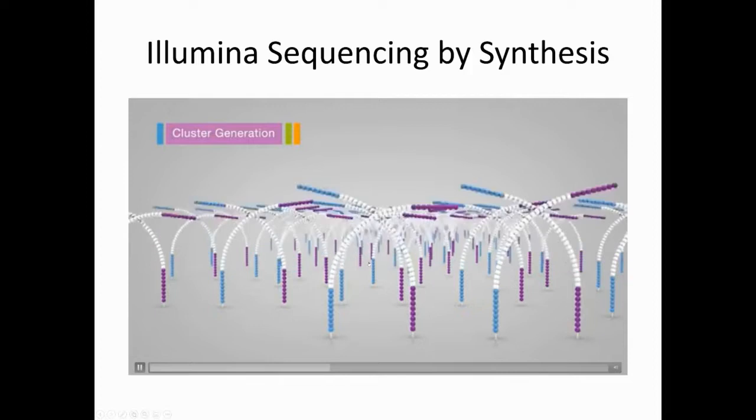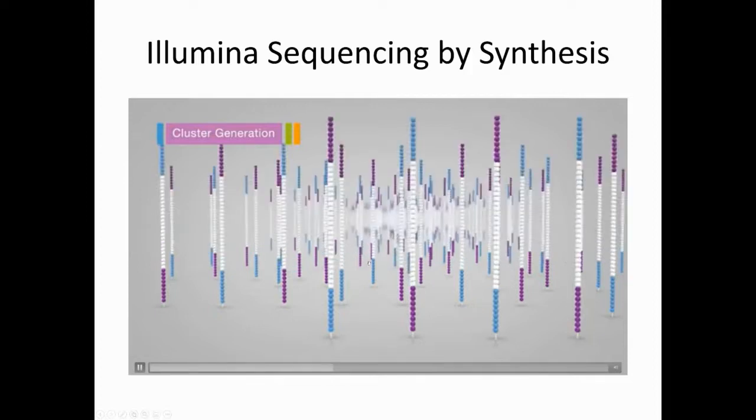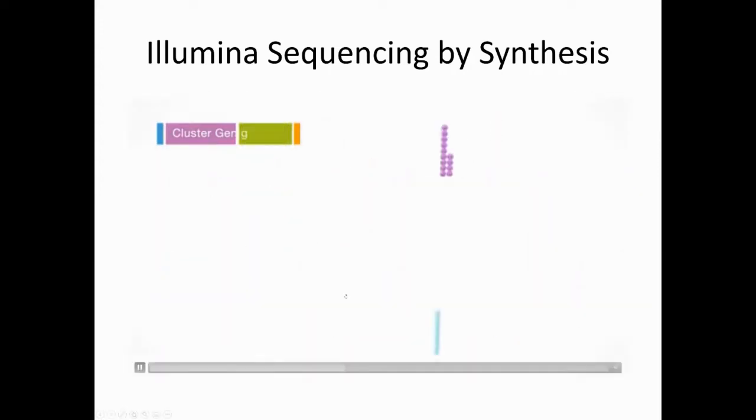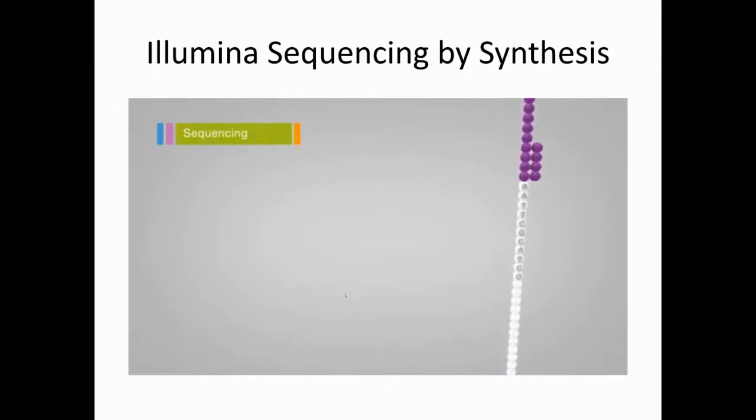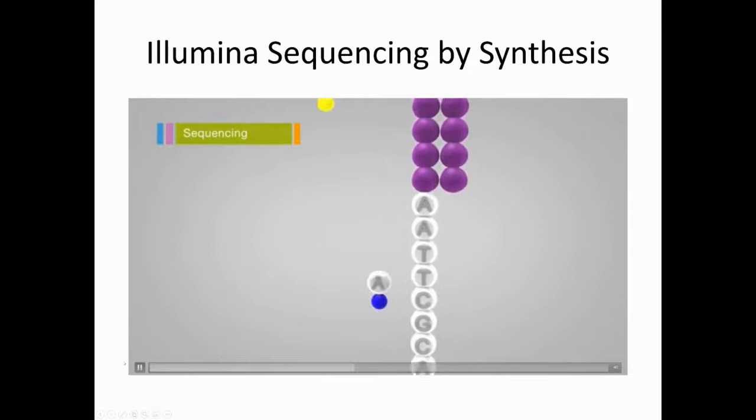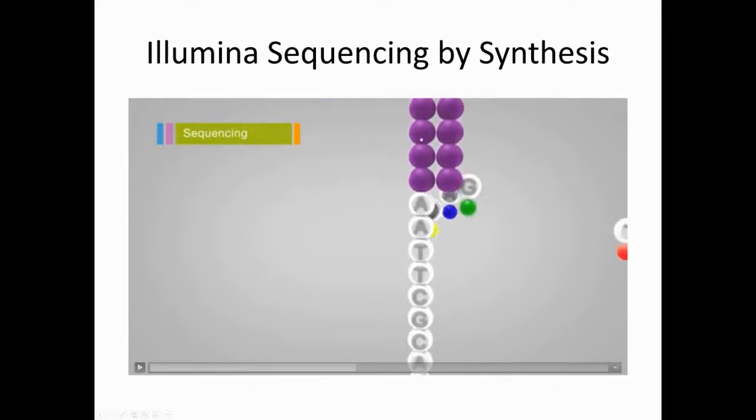After bridge amplification, the reverse strands are cleaved and washed off, leaving only the forward strands. The 3' ends are blocked to prevent unwanted priming. Sequencing begins with the extension of the first sequencing primer to produce the first read. Here's a 3' end, all right? So you bind to the 3' and then you do the 5' to 3' synthesis.